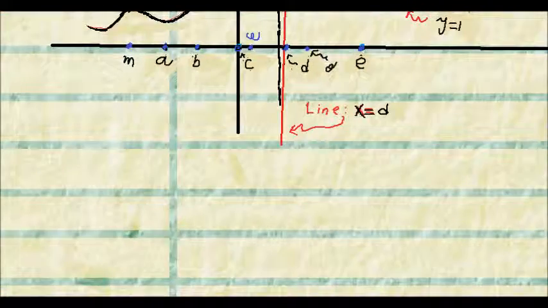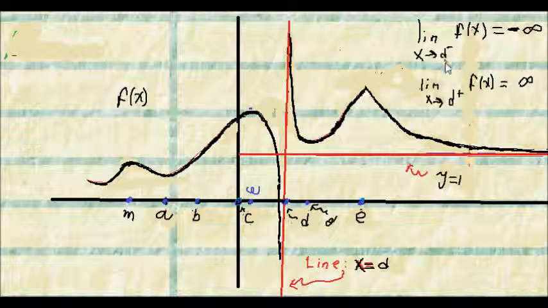So let me ask another question. Does the limit as x approaches d exist? And what is the answer? No. The limit does not exist because if you approach it from the right, it is infinity, and if you approach it from the left, it is equal to negative infinity. So this limit does not exist.